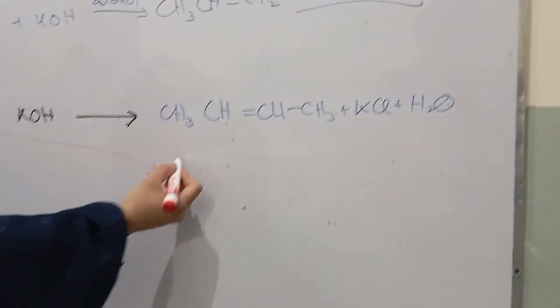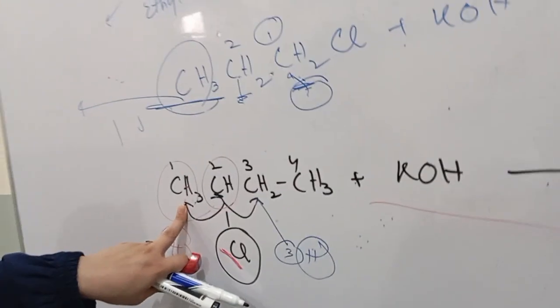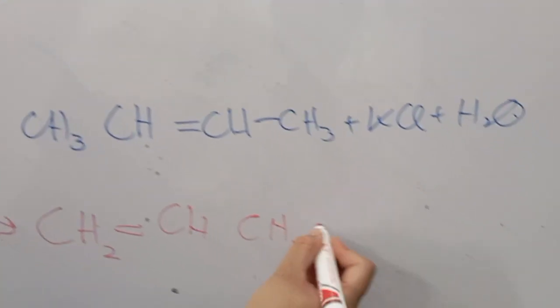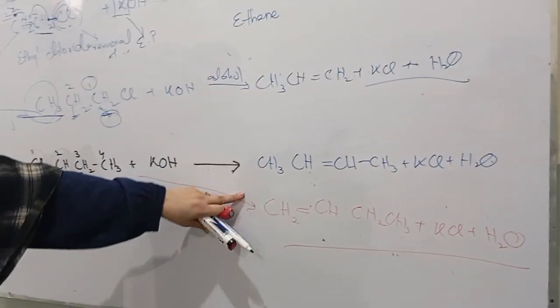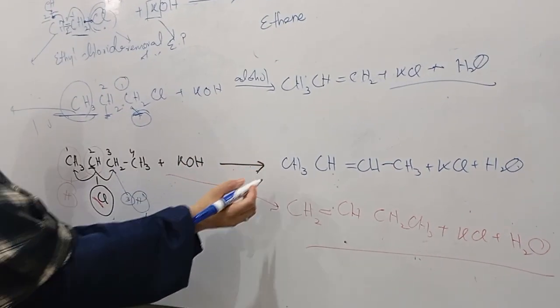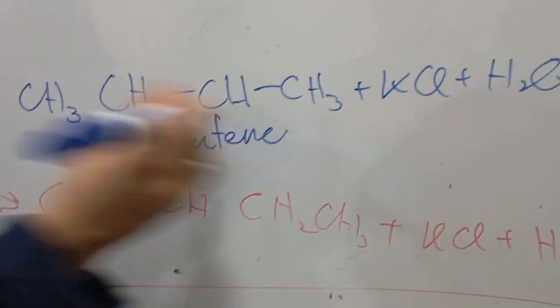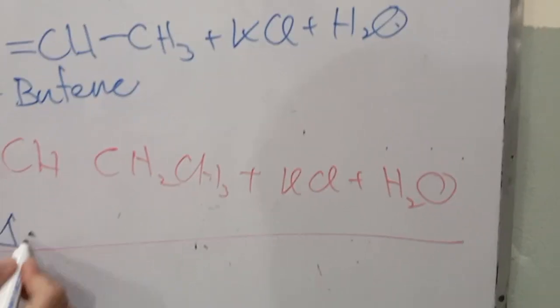In the second case, we are producing CH2, as we have removed hydrogen from carbon number 1. Double bond CH, CH2, CH3. So in this reaction, two types of products have been formed. As you can see, the reactant has the functional group in between and has two types of adjacent carbon. In one case we produced 2-butene, and in the other case, when the change occurred between carbon number 1 and 2, it was 1-butene.